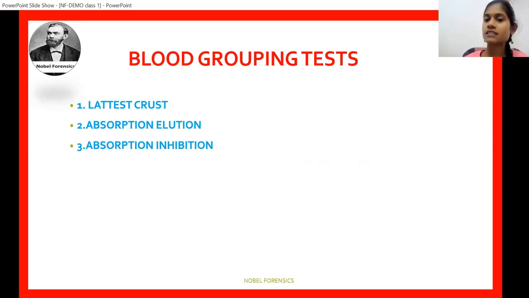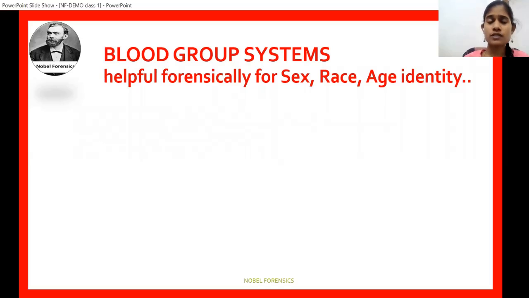The lattice crust test was by Leone Lattes. As I said in the previous slides, Leone Lattes discovered the lattice crust method for grouping dried blood stains. Then other methods are absorption elution and absorption inhibition. Then blood group systems. You know the ABO blood group, MN blood group, and RH blood group.